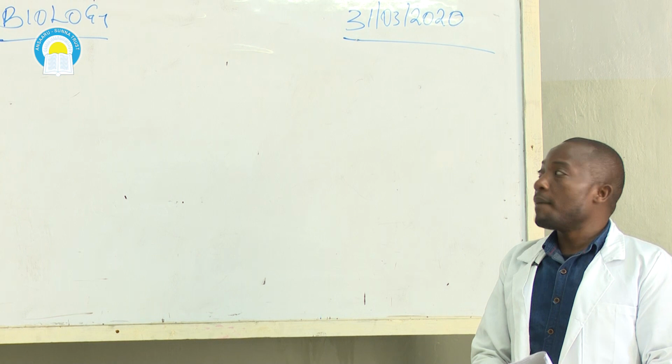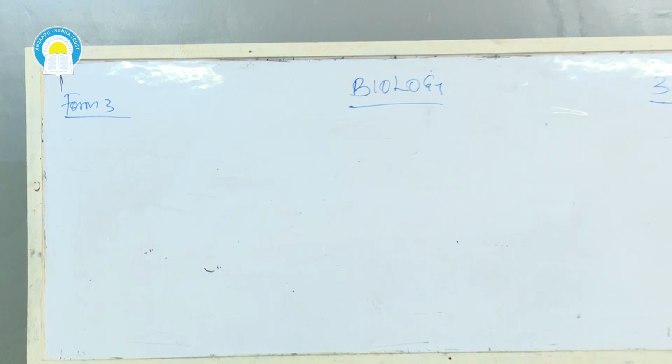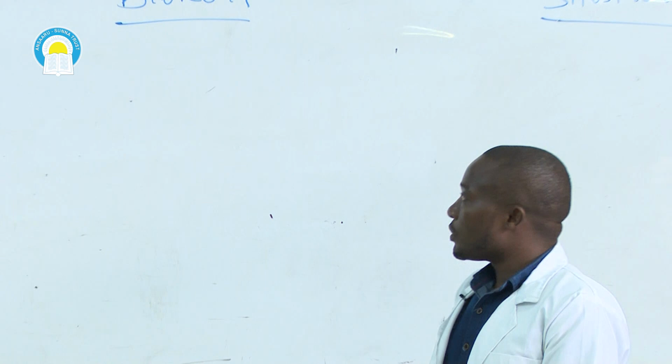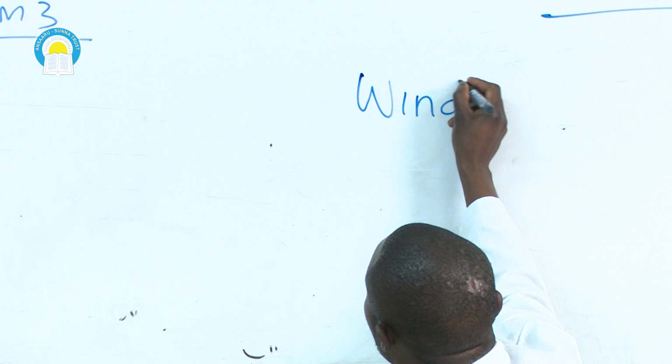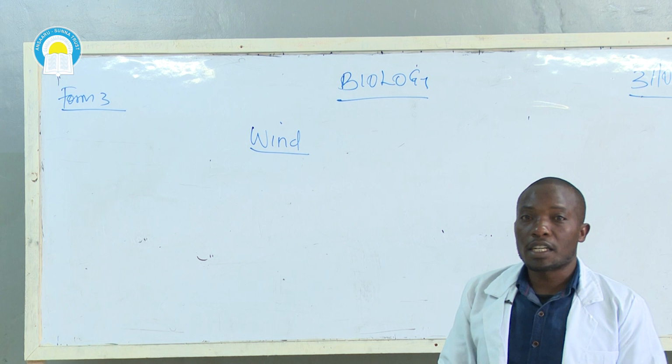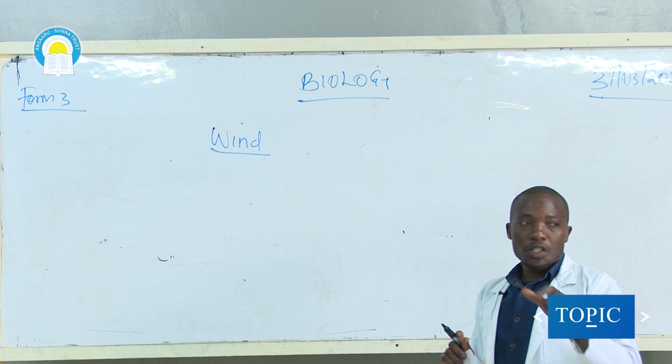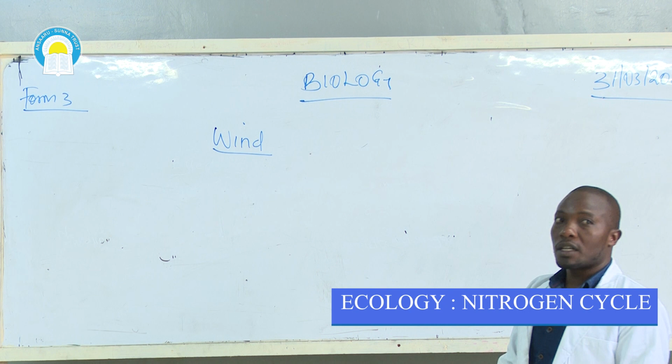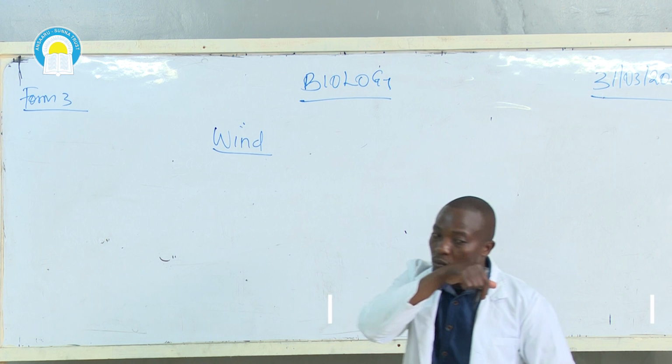Okay, we are picking from where we had stopped yesterday concerning the abiotic factors in an ecosystem and how they affect the distribution of living organisms. After discussing all such abiotic factors, we are supposed to pick from wind. Wind as an abiotic factor. We said abiotic factors are physical factors. They are environmental, non-living factors that affect the distribution of living organisms in the ecosystem. Without forgetting, we said an ecosystem is a natural unit composed of biotic and abiotic factors whose interactions lead to a self-sustaining system. So how does wind affect the distribution of living organisms?